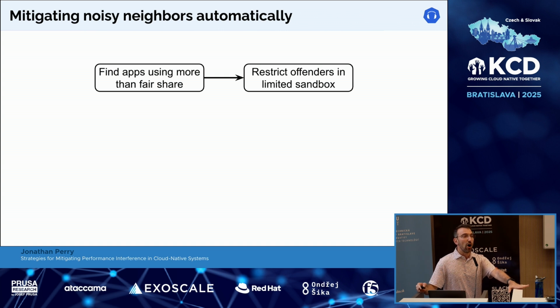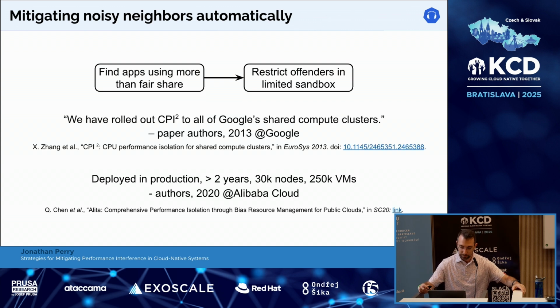So what we can do with automatic mitigation, this is beyond observability. If we have observability, we can build on that to find the applications that are using more than their fair share of resources, and then put them in a sandbox that is limited to maybe 20% or 40% of the total system's capacity.